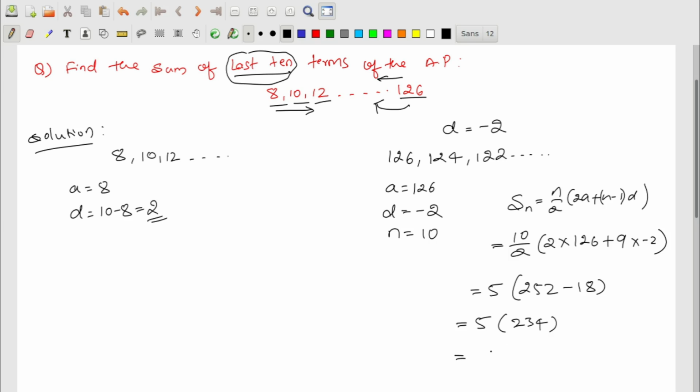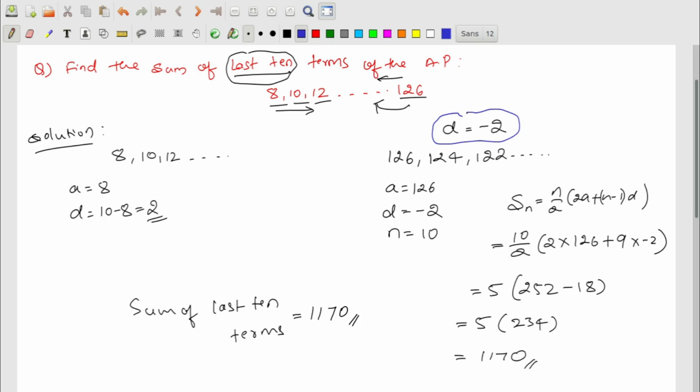So if you multiply this, you will get 1170, right? So this is the sum of the last 10 terms. Sum of the last 10 terms will be equal to 1170, right? So here you need to just concentrate on this part, taking this d as minus 2 and the first term as 126, that's it. Fine.